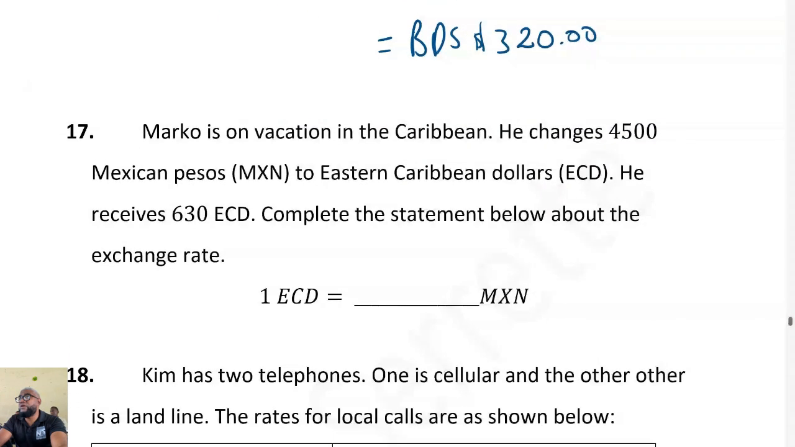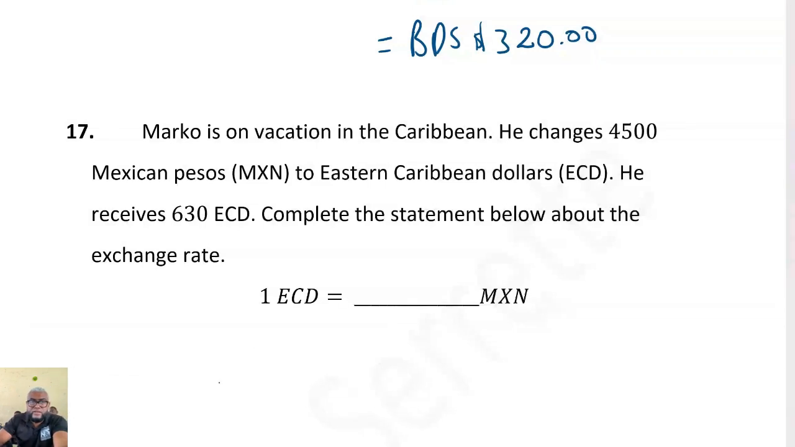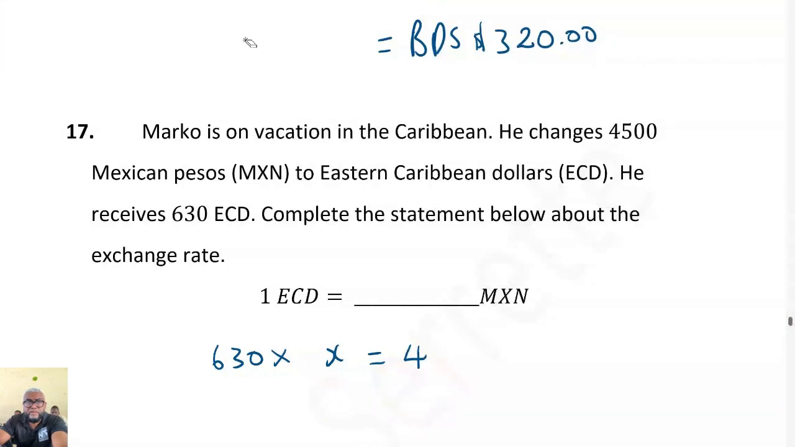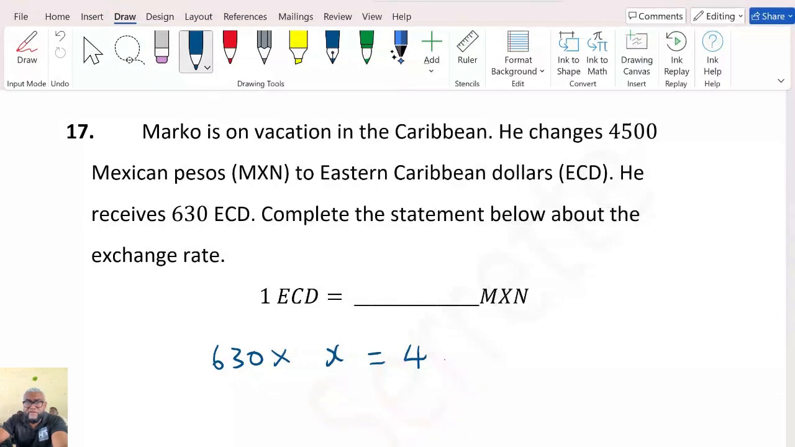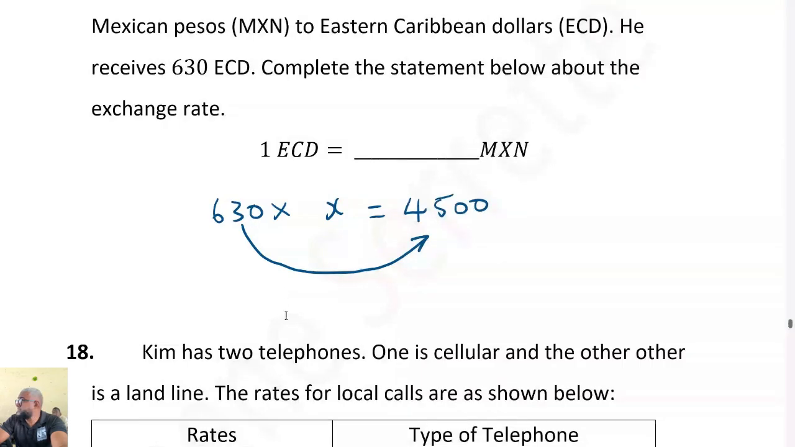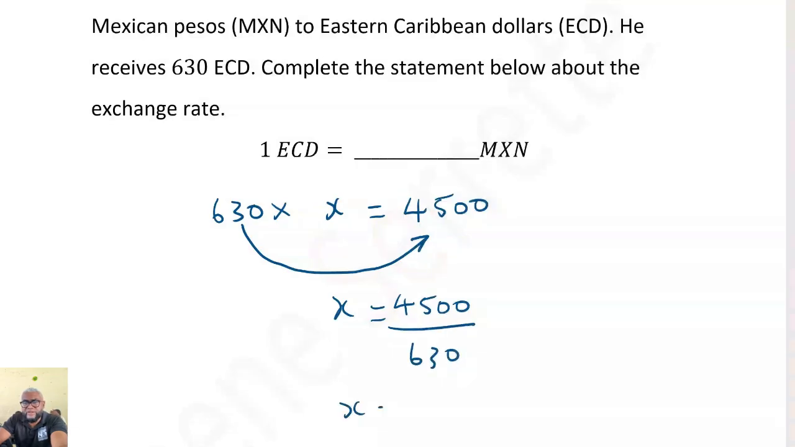So it's the same thing like the one we did above. It's like 630 multiplied by some value X is going to give me 4,500 Mexican pesos. So in order to find X, which is the exchange rate, what am I doing here with the 630? You divide. So X is going to be equal to 4,500 divided by 630, which will give me what?